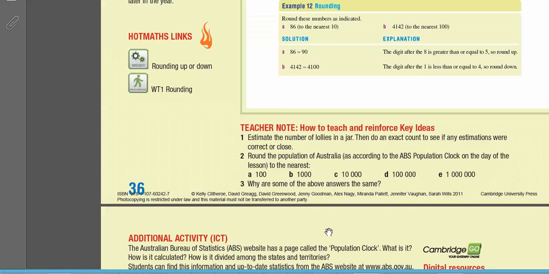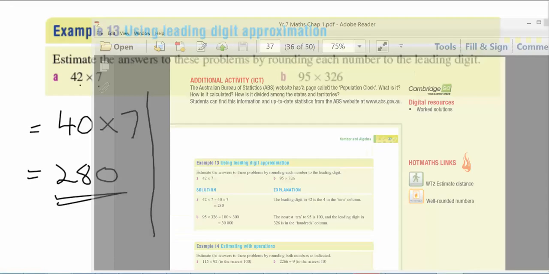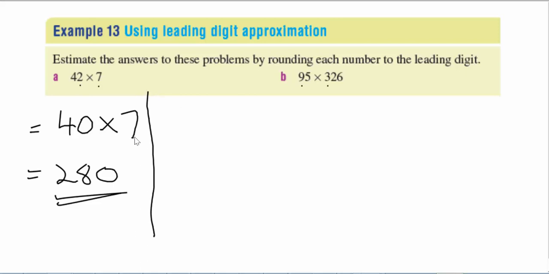And actually, let's check our solutions here. Yeah, see, 40 times 7. Yep, so you didn't need to do that to the 10. It whacks it out too far. So 40 times 7. All right, this one now, we do need to round these to the leading digit.